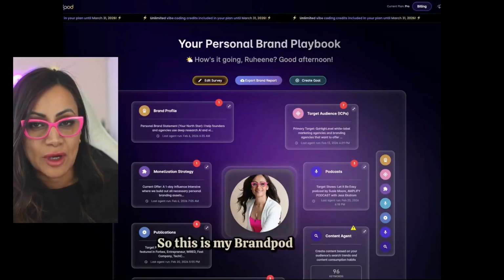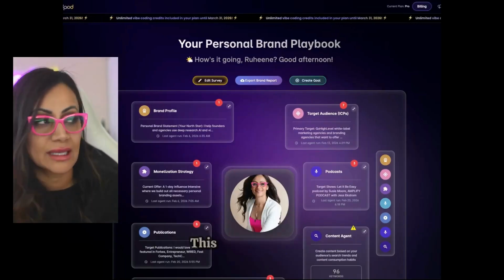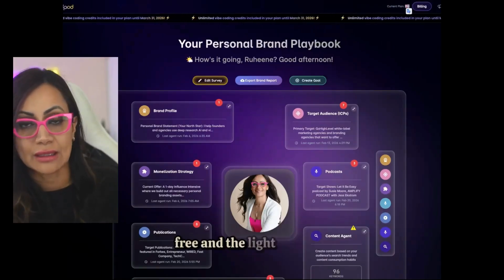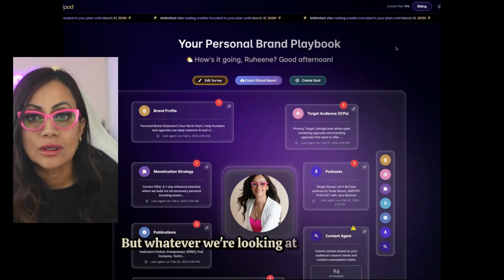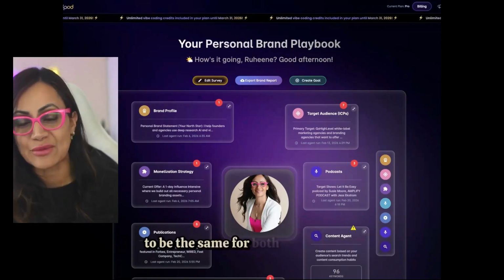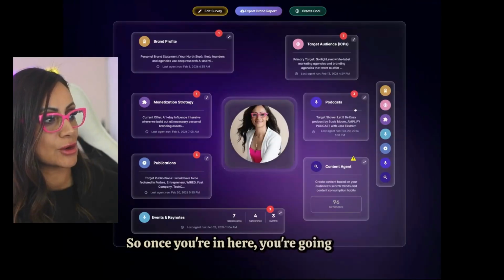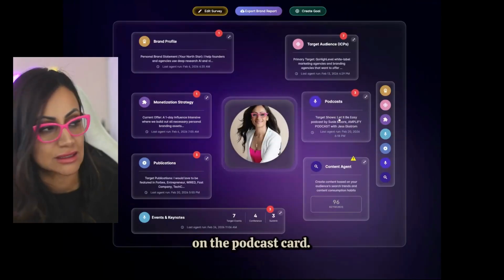So this is my Brandpod account. This is what the inside looks like. This is on a pro plan, so it's going to have more features than the free and the light account. But whatever we're looking at today is going to be the same for both light and pro accounts. So once you're in here, you're going to click on the podcast card.